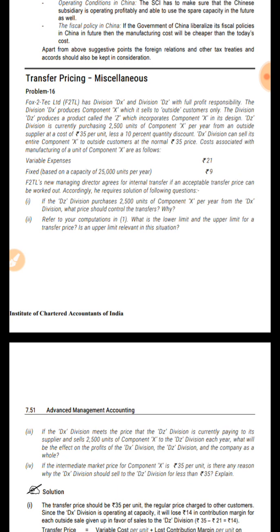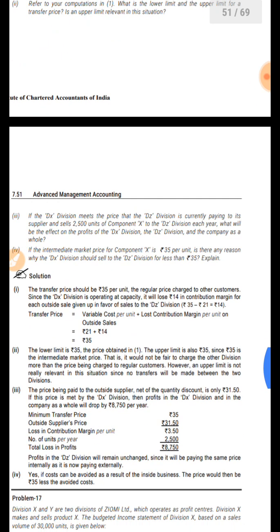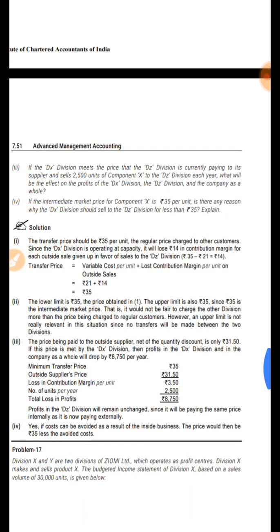Second question, refer to your computation in 1. What is the lower limit and upper limit for a transfer price? Is the upper limit relevant in this question? Lower limit and upper limit are going to be the same, 35 rupees. The lower limit is 35, the price computed in 1. The upper limit is also 35, since 35 is the intermediate market price, that is, it would not be fair to charge the other division more than the price being charged to regular customers.